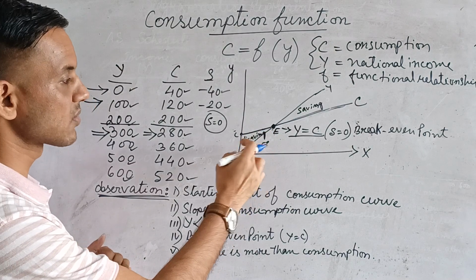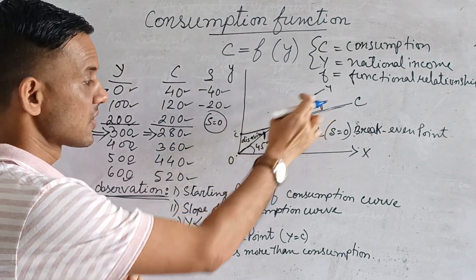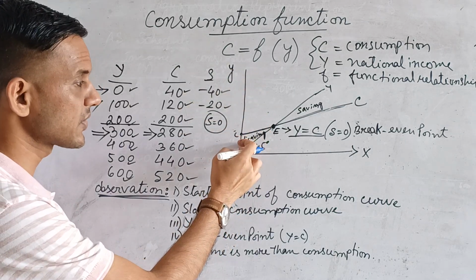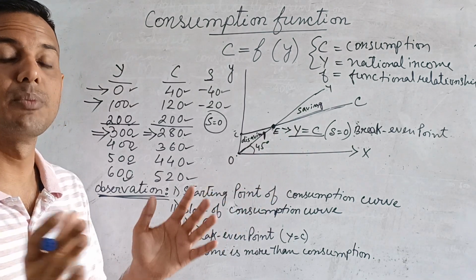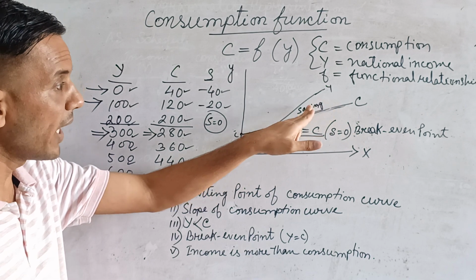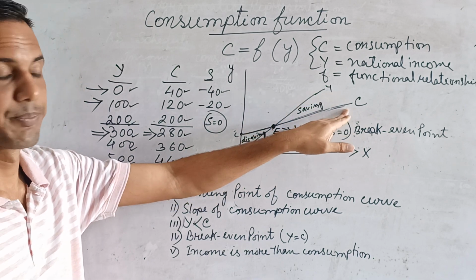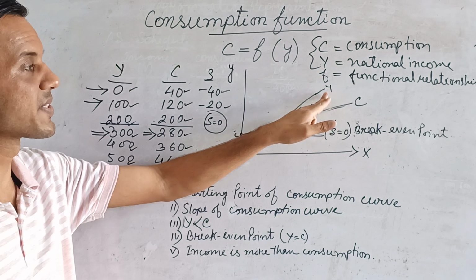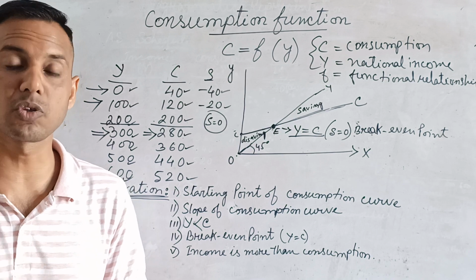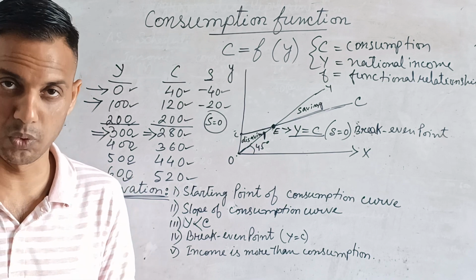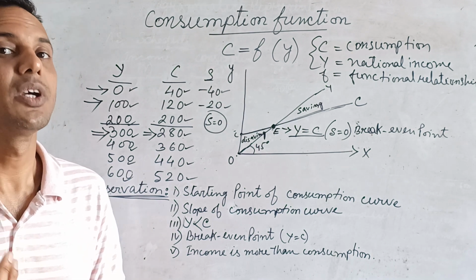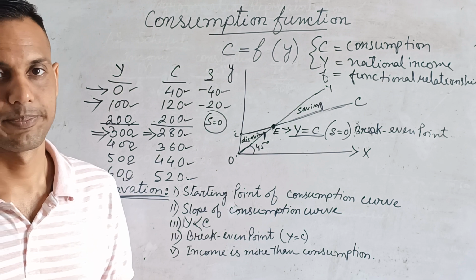On the left hand side, this one is the dissavings and this one is the savings. So when income is less but consumption is more, then there are dissavings. When income and consumption are both equal, then savings is zero, which is called the break-even point. When income is more than consumption, then this portion is the savings. Okay, but one thing you remember, when income increases, consumption also increases, but not in the same proportion. Because you have a tendency to save your money, and it's very practical.